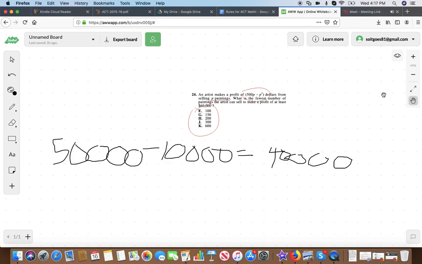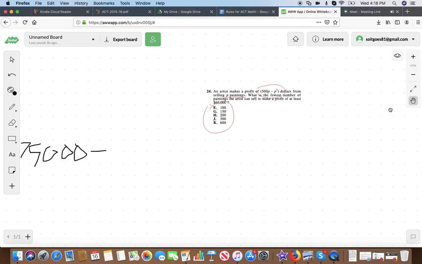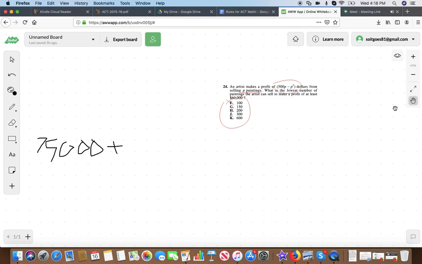Let's try 150. Okay, I'll clear space on the whiteboard and just plug those values in. You can go use that calculator. I would like you to actually. You're going to have access to that on the test. So 500 times 150 is 75,000 plus 150 squared, which is 22,500.